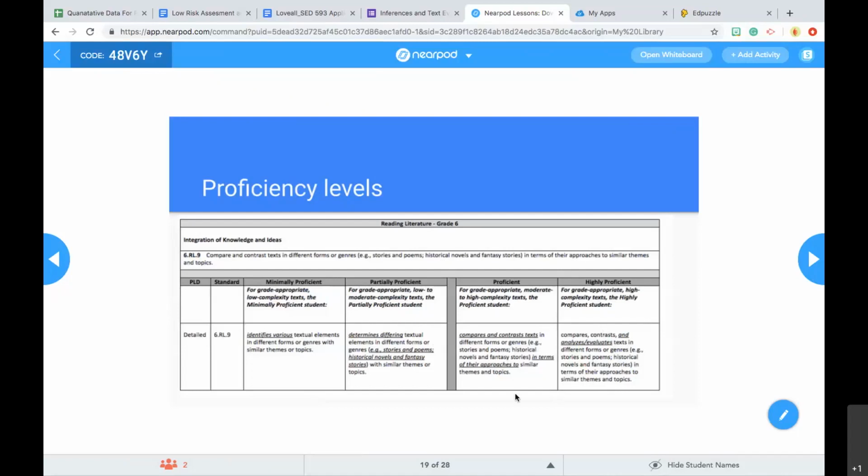A lot of times we do use a Venn diagram to help us break those down, or a T-chart, whichever is easiest for you. I prefer the Venn diagram because there is that point where it meets in the middle, and it does tell us in the middle the similarities, where the outside of the circles do tell us the differences.